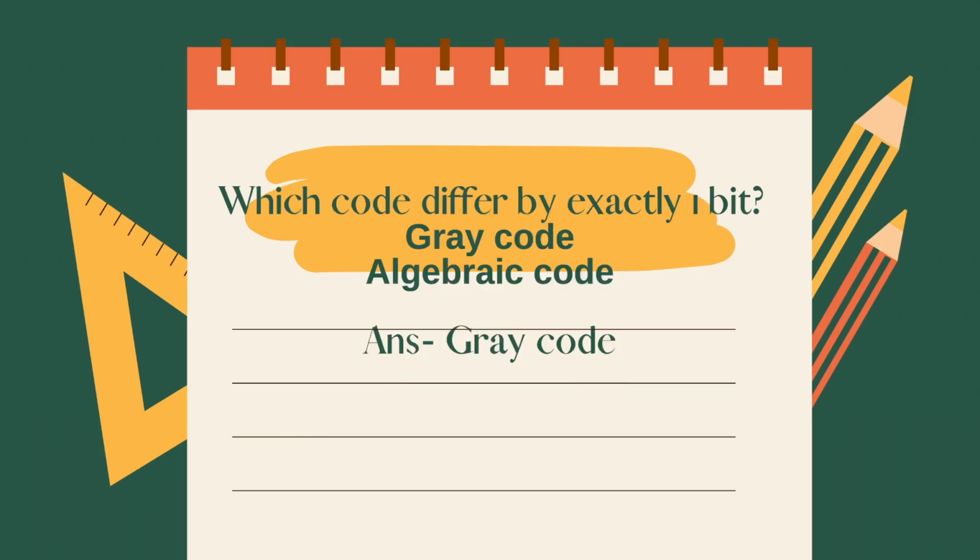Now, which code differ by exactly 1 bit? So, two options were JAIIB code and algebraic code, and the other options were also there. So, the right answer to this question is JAIIB code. Some people answered it incorrectly as well. So, it's okay. It happens.